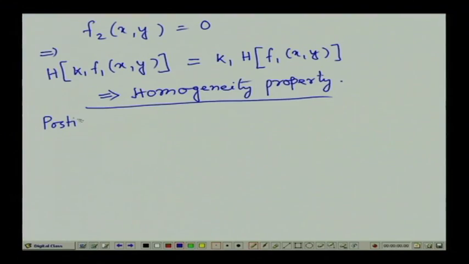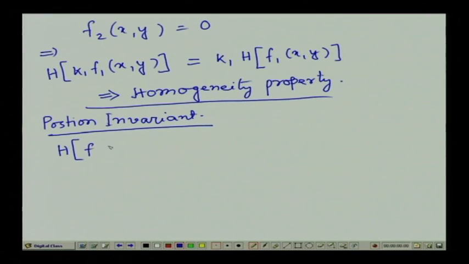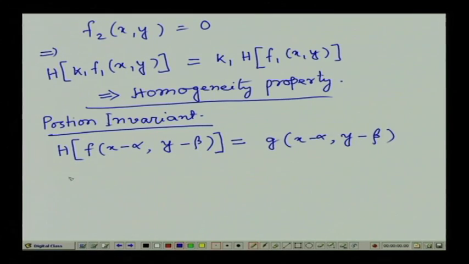The system is also called position invariant if certain properties hold. So, the system will be position invariant or location invariant if H[f(x minus alpha, y minus beta)] is the same as g(x minus alpha, y minus beta). In this case, obviously, what we have assumed is g(x,y) is equal to H[f(x,y)].